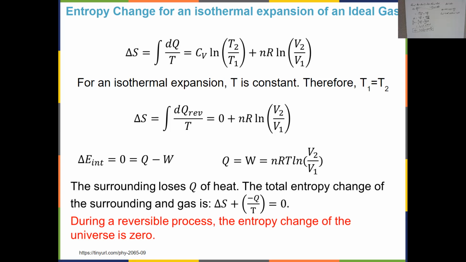Now for the previous two examples, you heat up an object, or you have the heat transfer from a hot object to a cold object. For that process, the entropy change will be greater than 0.